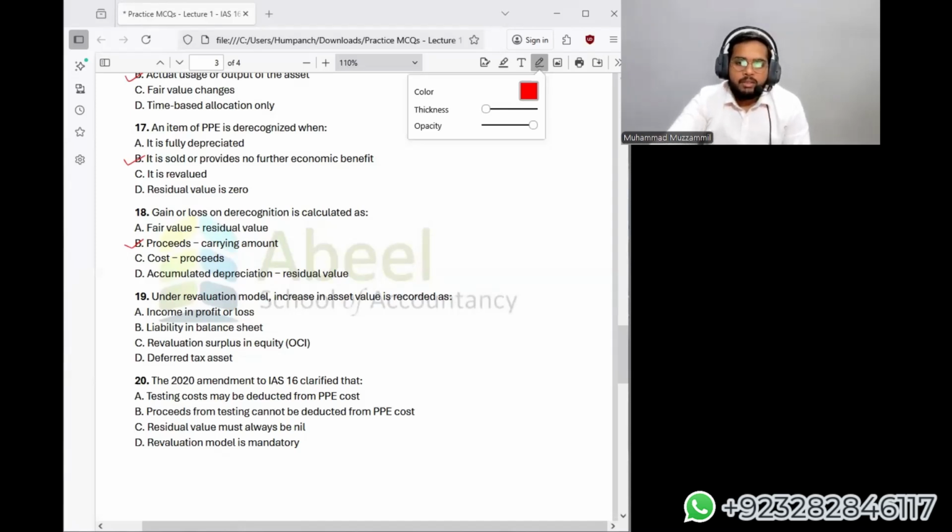Why? Anybody? Under IAS 16, increases from revaluation are recognized in other comprehensive income and accumulated in equity under revaluation surplus, except to the extent that they reverse a previous revaluation decrease recognized in profit and loss. Okay.